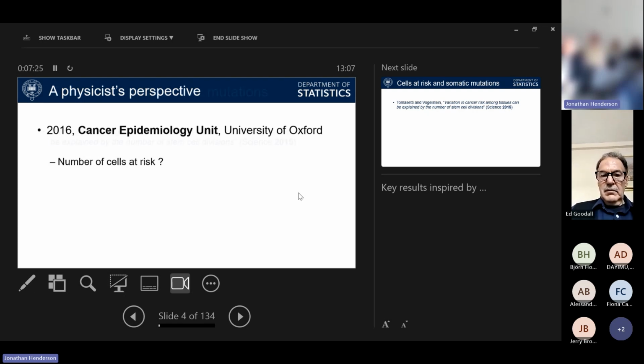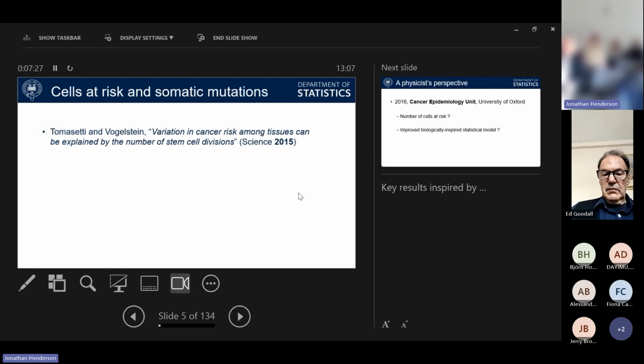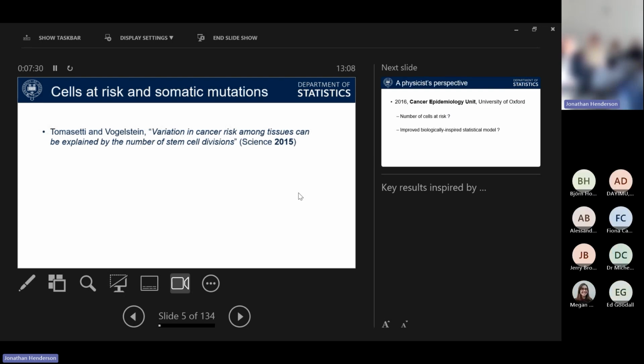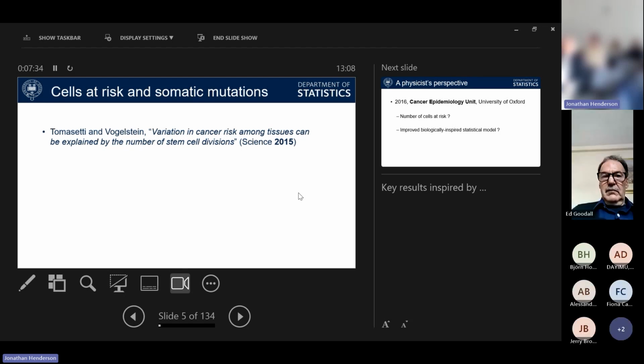Around about 2015, just when I was thinking about all these things, this paper appeared, which showed that you could broadly explain the variation in cancer risk in different tissues within our bodies just by consideration of the number of cells and the rate of stem cell division within them. So that was really interesting and got me started following a whole train of research articles that I'll mention later.